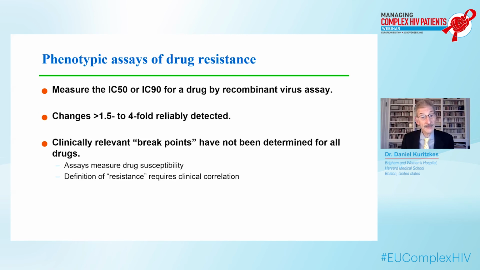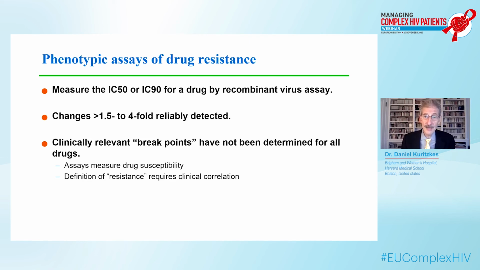Now, by contrast, phenotypic assays of drug resistance actually measure how much drug is needed to inhibit the virus in a tissue culture system. And you can ask how much is needed to reduce virus production by 50% or 90%, generating the inhibitory concentration, or IC50 or IC90. And these assays have become really very precise, and you can measure between 1.5 and 4-fold changes pretty reliably.